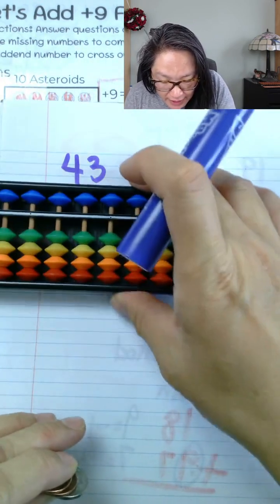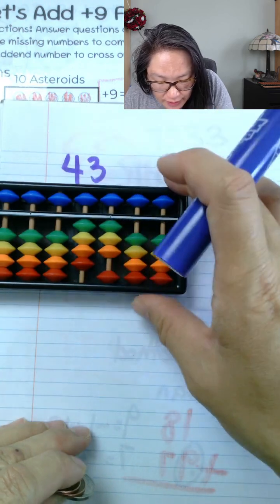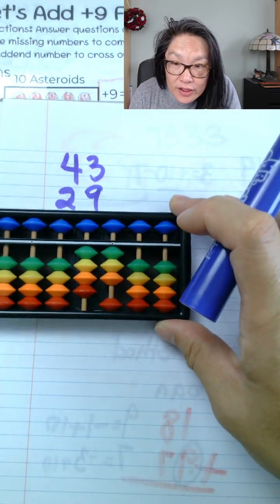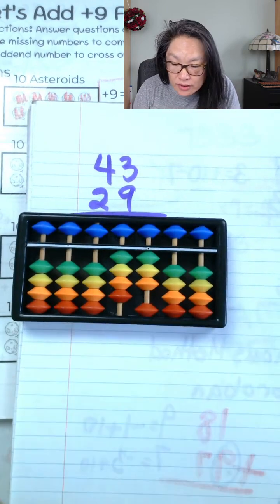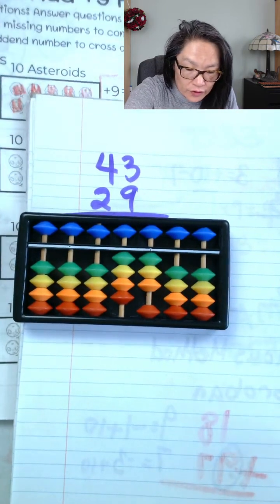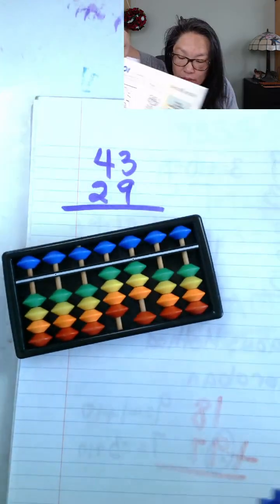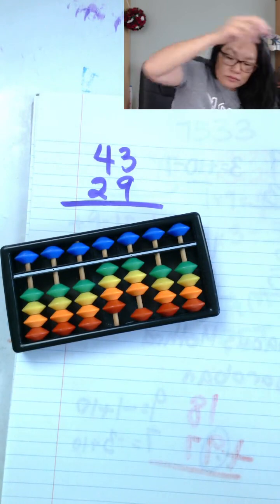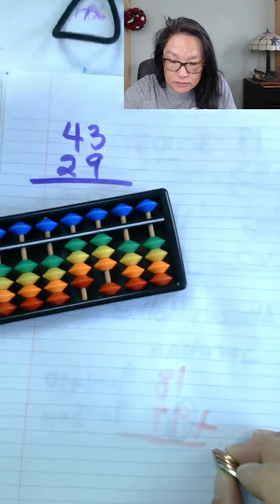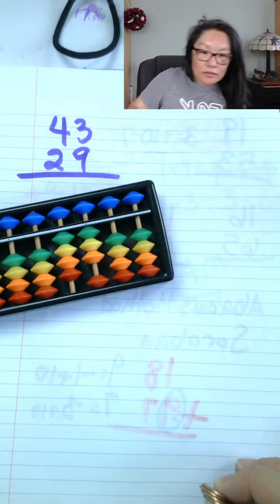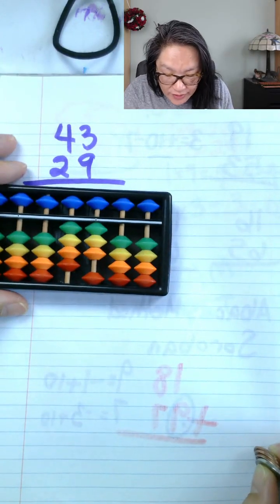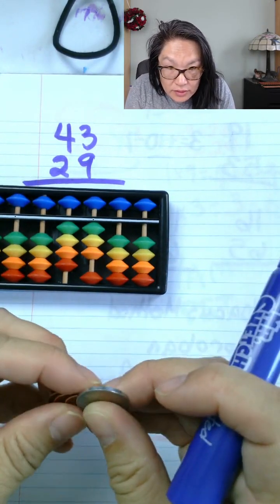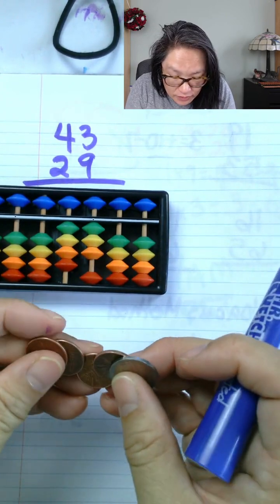Okay, we're going to add 43. When we add the 43, what do we want to do first? Do we want to do the 2 or do we want to do the 9? You let me know. Okay, the 2. So we add the 2 first. We'll do the 9 next.